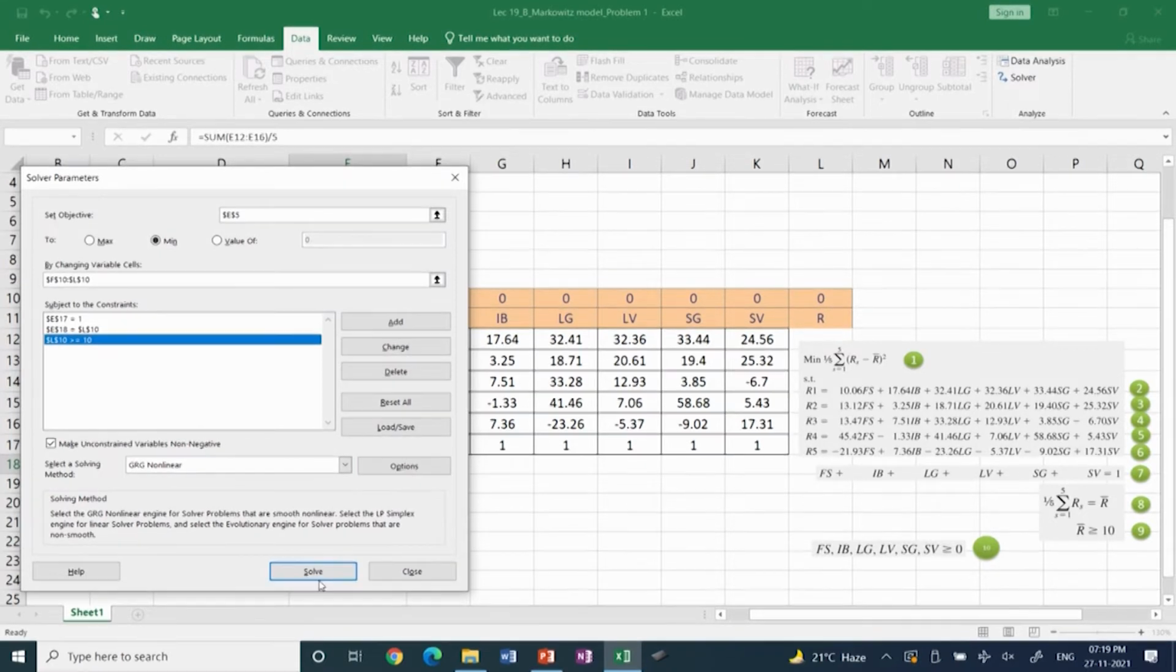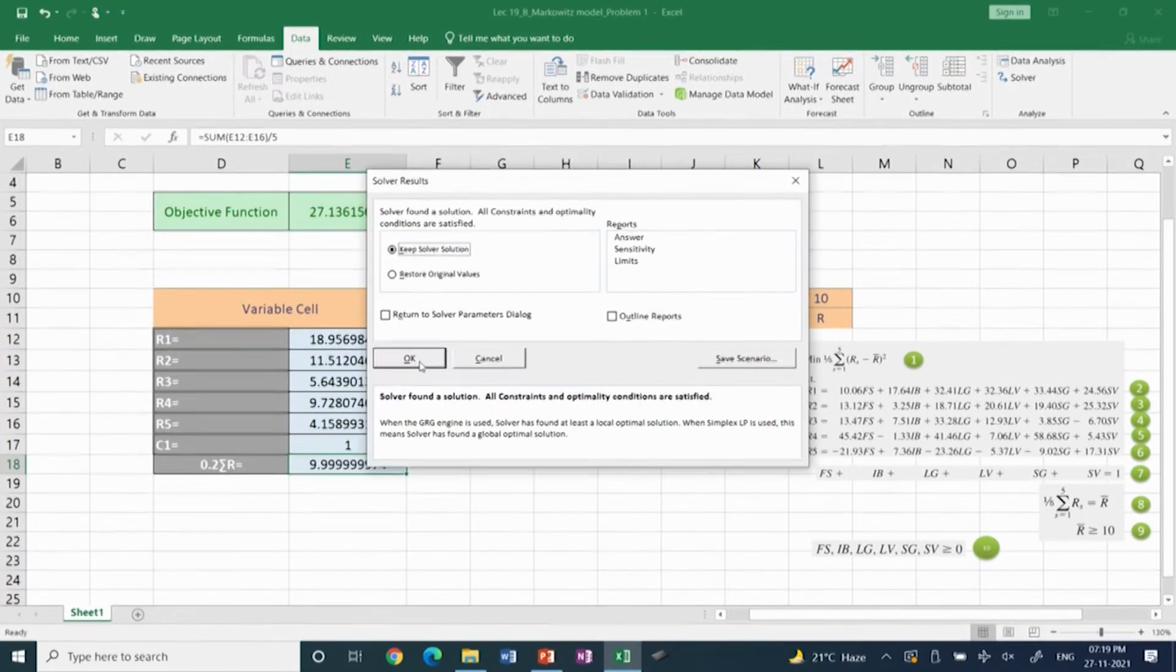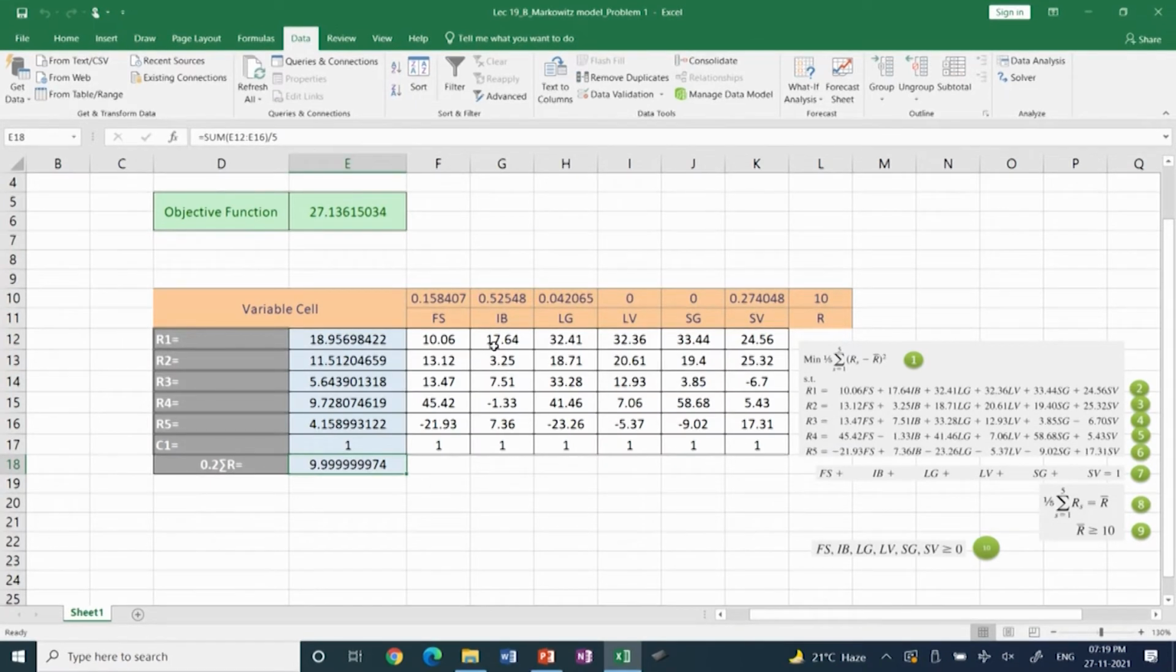So, when I solve it, press OK. Now, this 27.13 is my variance. Now, I got the value for Fs. What is the Fs? So, 15% of our amount should be invested in Fs, 52% of your amount should be invested in IB, 4% of our amount should be invested in LG, LV you need not invest, SG you need not invest, and 27% of your amount should be invested in SV. So, the average return is 10. So, this constraint is also achieved.